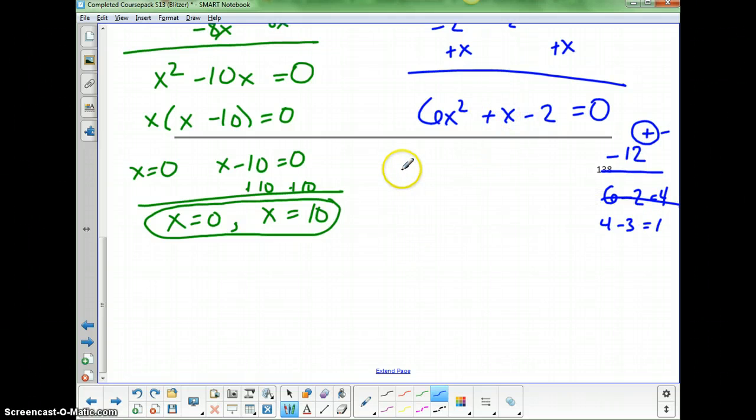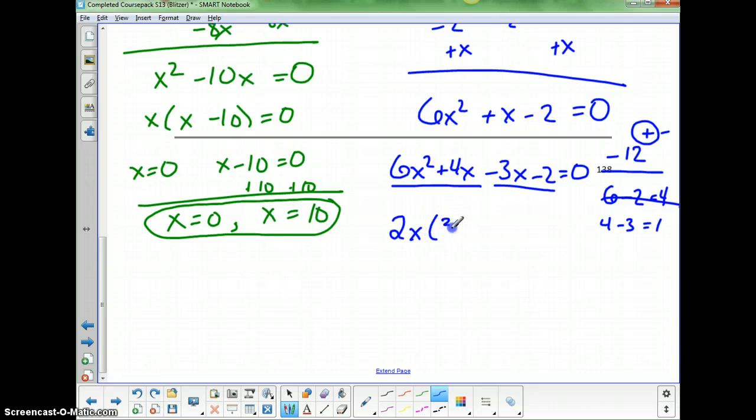Needed to get 1. So we're going to write this as 6x squared plus 4x minus 3x minus 2 equals 0. We're going to group. So the first two terms have 2 and an x in common. That leaves us with 3x plus 2. The second ones are both negative, so I can take out a negative 1. 1's the only number I can divide into both of them. It's going to leave us with a positive 3x. Negative 2 divided by negative 1 is a positive 2. Equals 0 doesn't fit, but I'll write it in the next line.